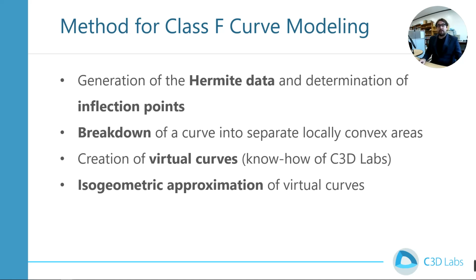So methods for Class F curve modeling include the following. First, generation of the Hermite data and determination of inflection points. Second, breakdown of a curve into separate locally convex areas. Third, creation of virtual curves or V-curves. And fourth is isogeometric approximation of virtual curves.